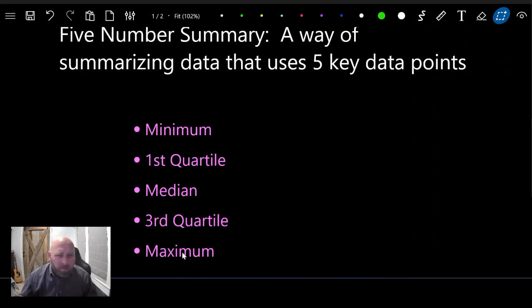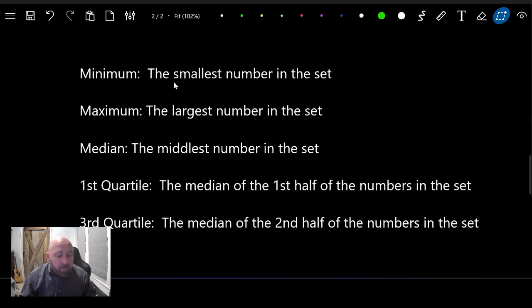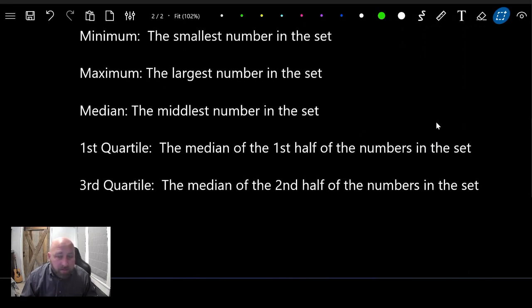And you might be like, what is that? Maybe you have a little bit of an idea what some of those are, but maybe it's the first time you've ever seen this word quartile before. So let's talk about what these are. The minimum is the smallest number in the set. That should make sense, right? The next one, the maximum, is the largest number in the set. And that should probably make a little bit of sense too. The median, we've done this before, right? In the last chapter. The median is the middlest number in the set. I know that's not a word, but it's the middlest number in the set.